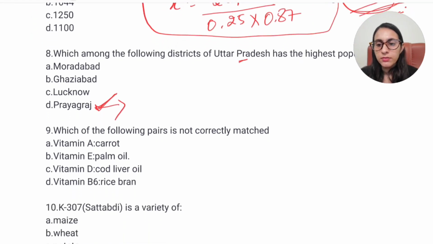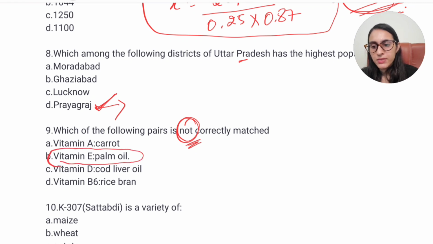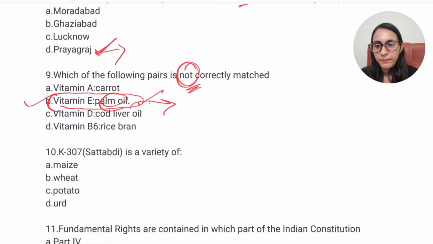Which of the following pairs is not correctly matched? So vitamin A to carrot, vitamin E to palm oil, and which of the following pair is not correctly matched? It is saying not correctly matched. So the answer is B, that is vitamin E to palm oil. This is mismatched because vitamin E is primarily found in the vegetable oils such as wheat germ oil or nuts. But palm oil is not a significant source of the vitamin. So that is why the answer is vitamin E to palm oil.